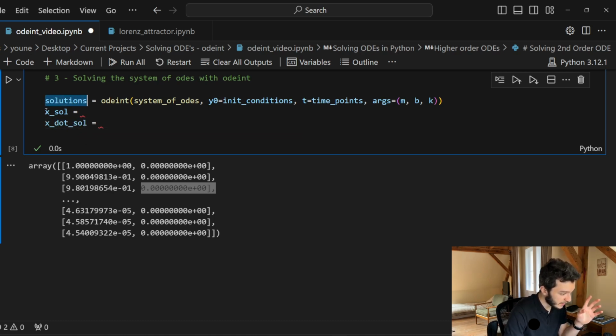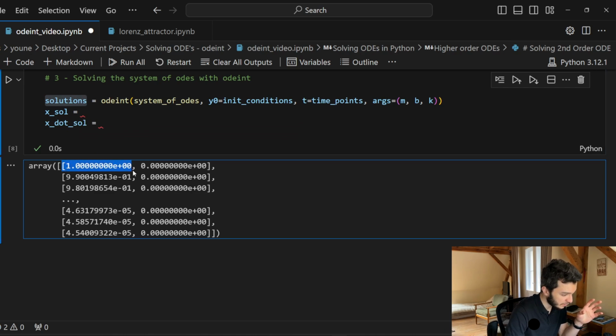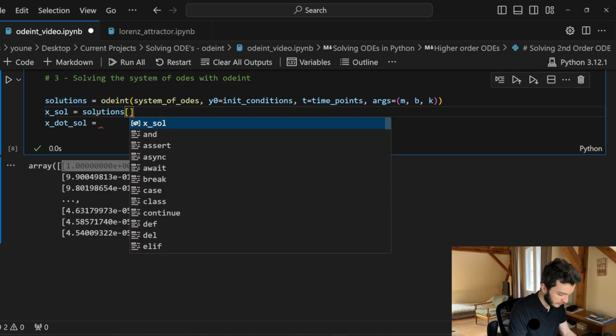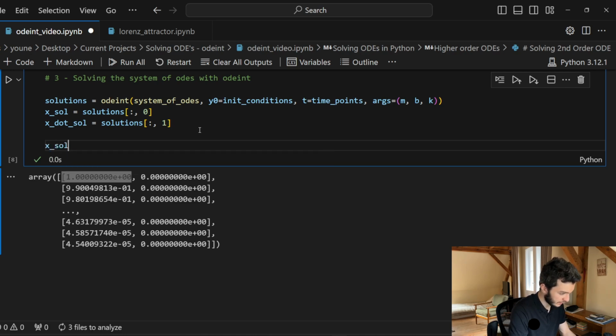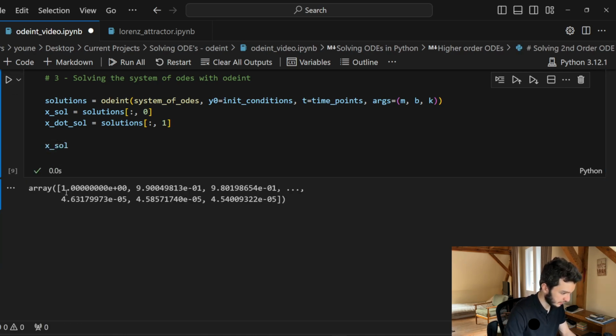Now remember here in the x solution, it's the first column of all the rows. So all the rows across the first column. And then x dot solution, oh, this is 0. 0 represents the first column, and then 1 represents the second column. So if I go ahead and print x sol, you'll see that we get this time an array.